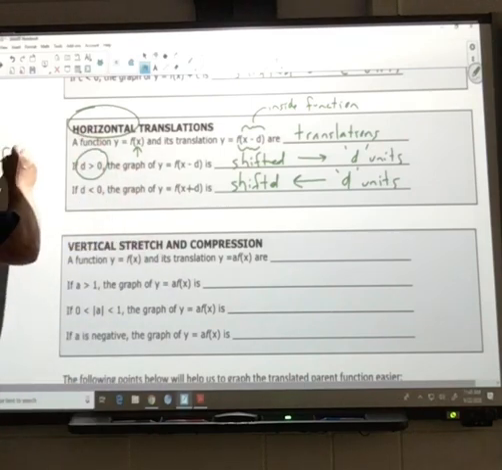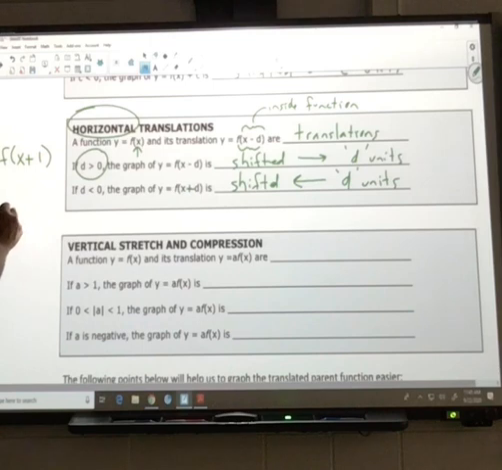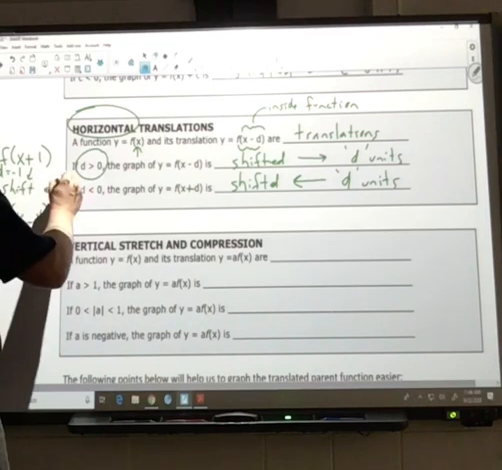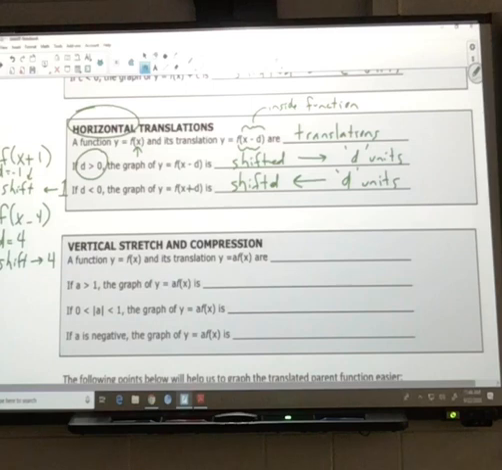So if it's f at x plus 1, then that's going to be a shift. My d value is going to equal negative 1, and it's going to shift this way 1. If it's f at x minus 4, my d value is going to equal 4, and it's going to shift this way 4 units. Probably make that 1, so it looks like a 1. Okay? In those situations.